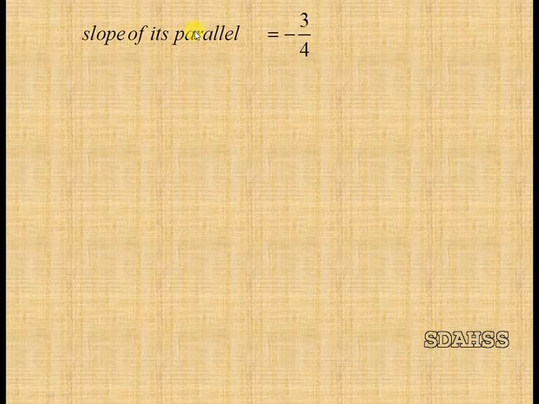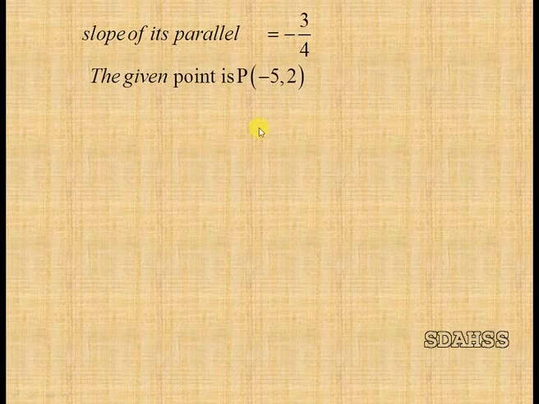Now the slope of its parallel. We know that parallel means m1 is equal to m2. Slopes are equal, so the slope of its parallel is also minus 3 by 4. And the given point is minus 5 comma 2. Here one point and one slope is there.